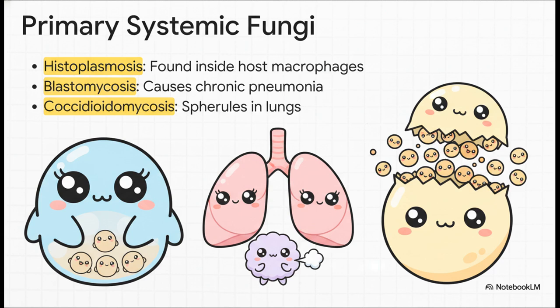Blastomycosis converts to a parasitic yeast in the lungs and is a classic cause of chronic pneumonia that can actually disseminate to the skin and bones. And then coccidioidomycosis is super unique because the inhaled spores don't turn into your typical yeast. They convert into these massive structures called spherules right inside the lungs. And keep in mind, these primary systemic infections often have very, very specific geographic ranges in the environment, so patient travel history is huge here.